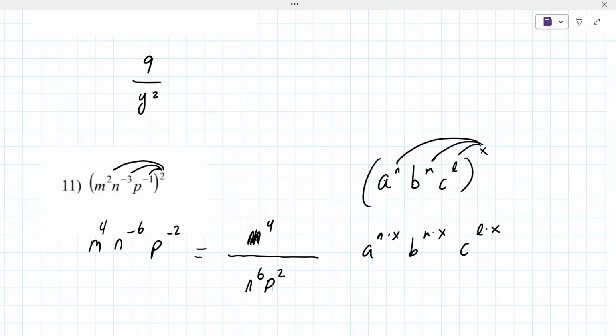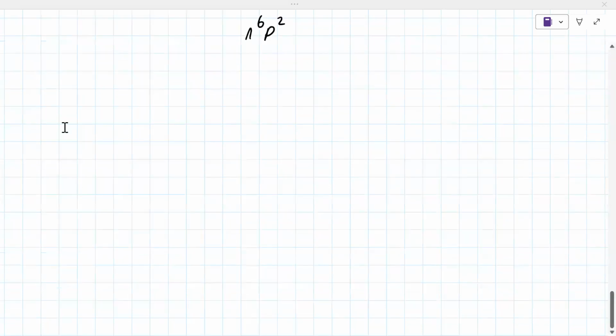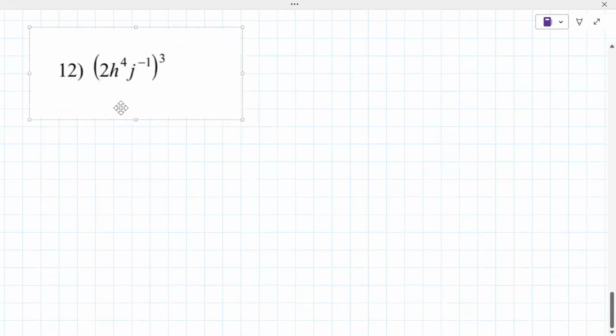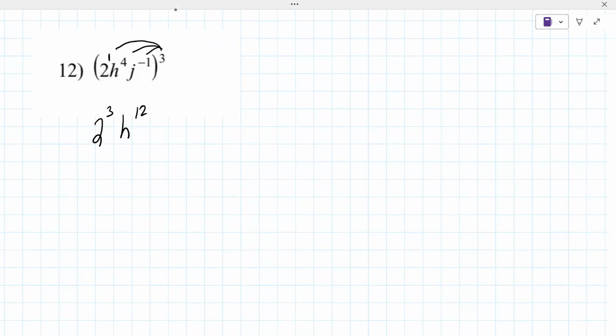So number 12 is similar. I'll try not to ask you too much. Maybe it's tough to talk right now. There is an exponent above two. It's a one. And when you're learning this for the first time, it's really a good idea to write it just to make sure you show that each of those get this 2 cubed, h to the 12th, j to the minus 3 power. So the final answer here is 8, that's 2 times 2 times 2, h to the 12th over j to the power of 3. Does that make sense? Okay.